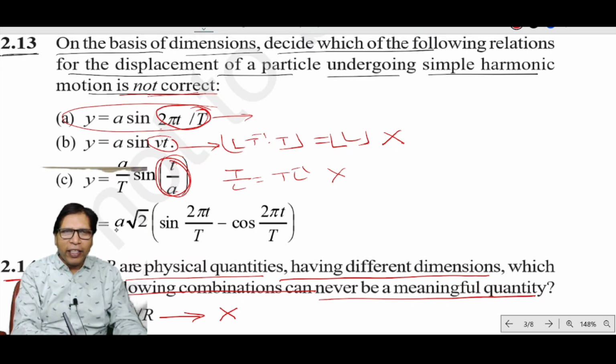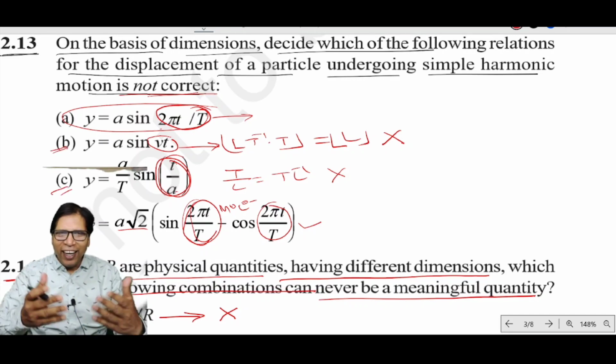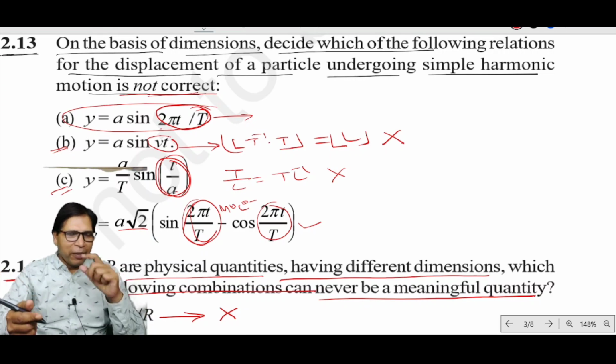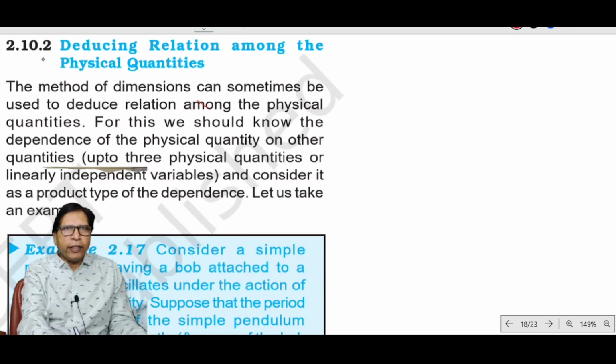Now look at this, y equal to a root 2 sin of 2πt, that is 2π small t by capital T. This is an angle, and it is dimensionless. Now look at this also, the angle is also dimensionless. So this is correct. So our options are B and C. Okay, understood? Next.